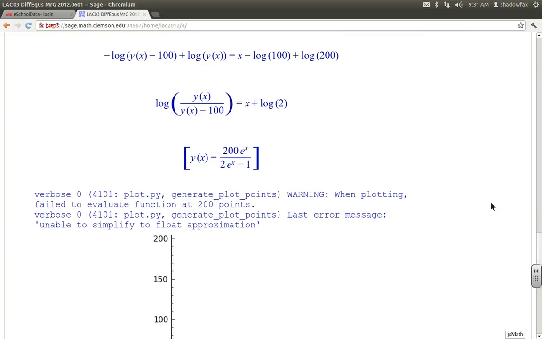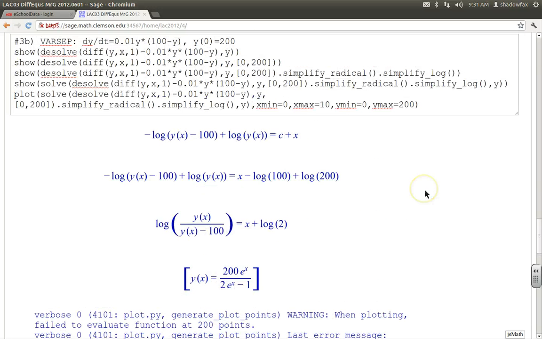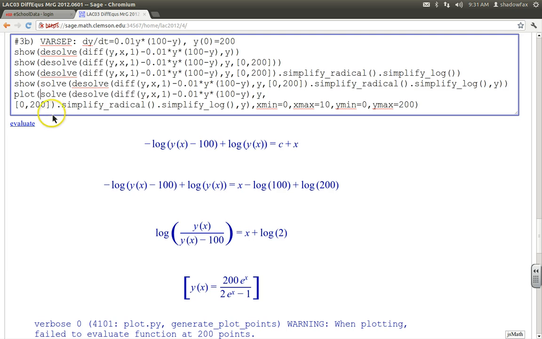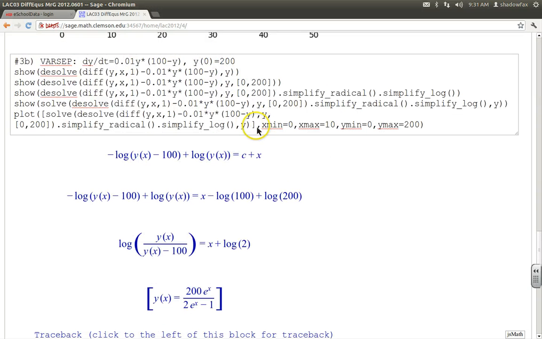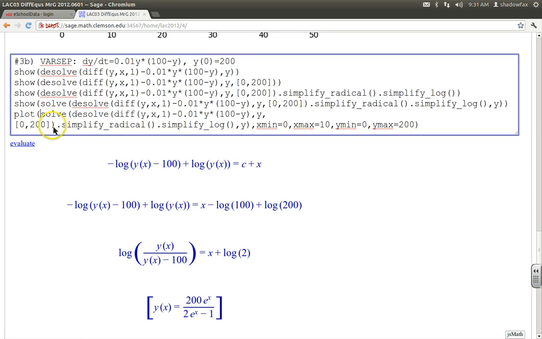Ooh, it doesn't like that. It doesn't like that. Yeah, this is all one big long line. Hang on. Variable x not found, really? Oh, wait. All right, let's simplify this a little bit. All right, let's do this.